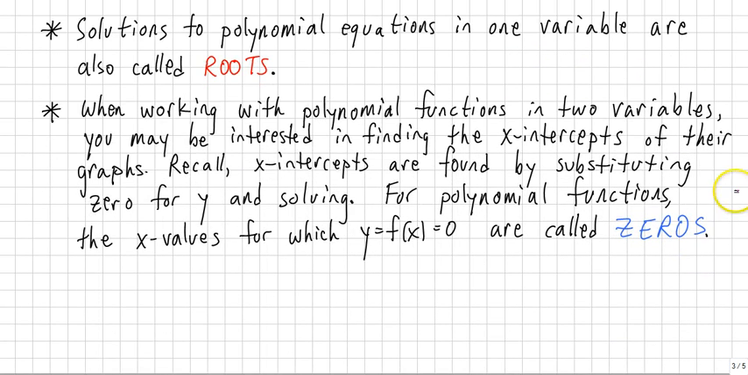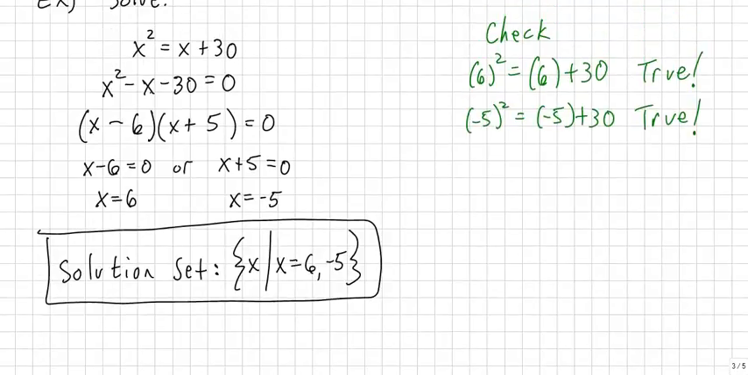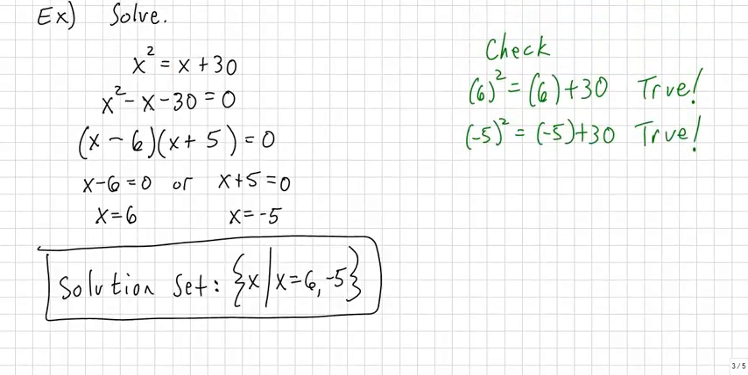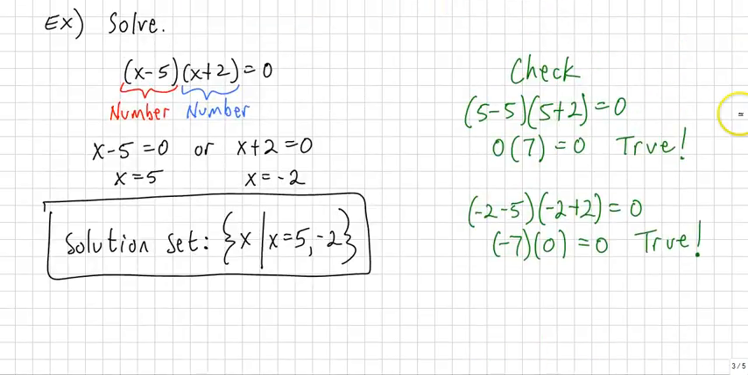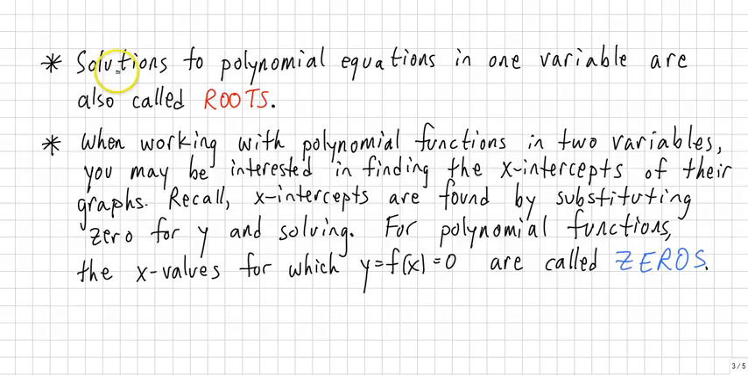All right, a little bit of vocab. So when you solve a polynomial equation in one variable, so if you go back and look, our polynomials only had one variable. So this just uses x's, this one just uses x's. So there wasn't x's and y's or x's and z's or anything like that. It's just one variable. So when you find solutions to polynomial equations in one variable, those solutions are also called roots. So when you hear the word root, we're talking about the solution to a polynomial equation.